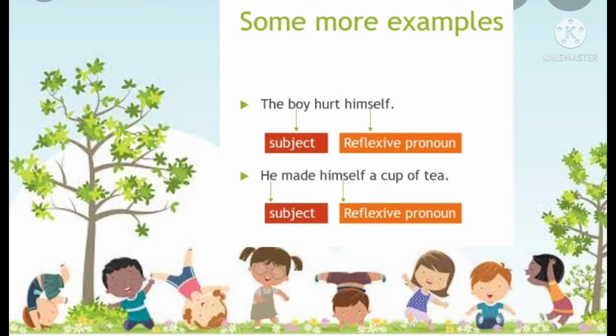Some more examples. The boy hurt himself. Here, the subject is boy and the reflexive pronoun used to denote boy is himself. Next example is he made himself a cup of tea. Here, the subject he is a pronoun and the word himself is used as the reflexive pronoun.